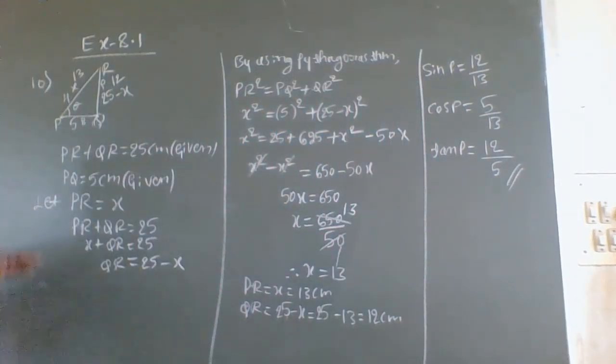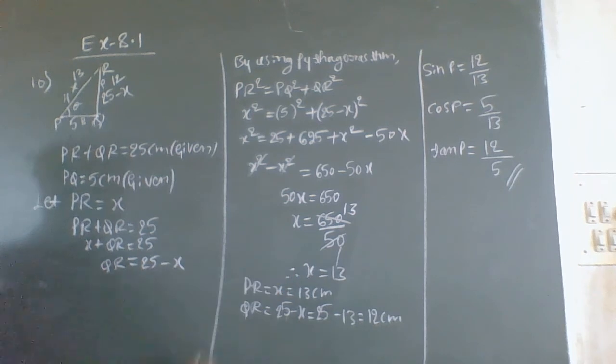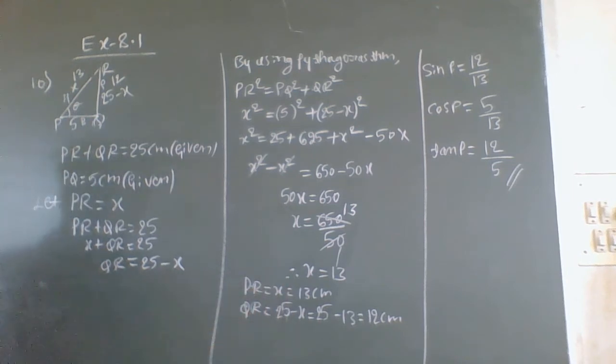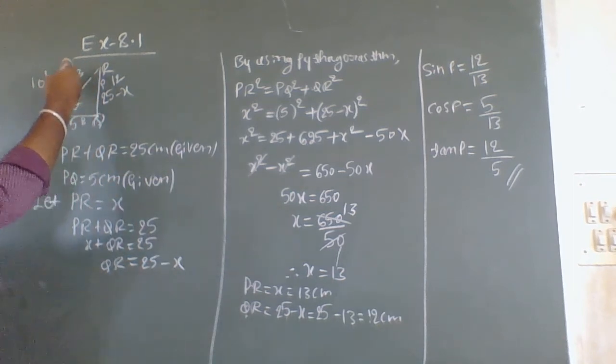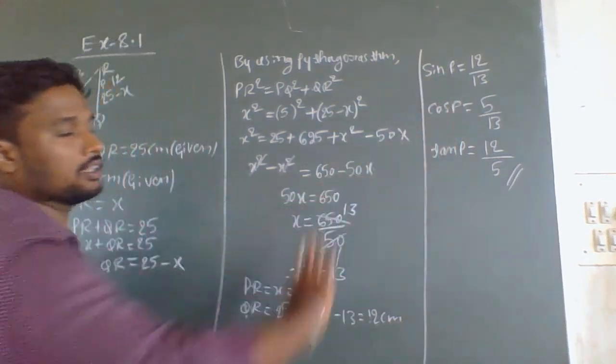Okay? See here again, they are given the length of PQ is 5 and they are given PR plus QR equals 25. So what we did here, the length of PR is x, so the length of QR will be 25 minus x. By using Pythagoras theorem, we can calculate the length of x. What is that? 13 centimeter. So if x is 13 centimeter, then the length of PR is 13 centimeter and the length of QR is 12 centimeter. So we will get the lengths of all three sides. By using these three sides, you can write sin P, cos P and tan P values.